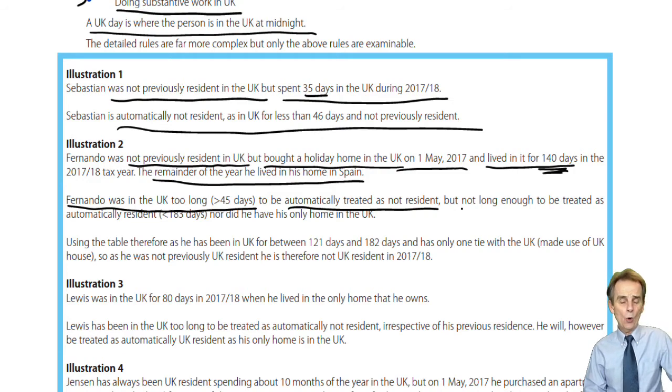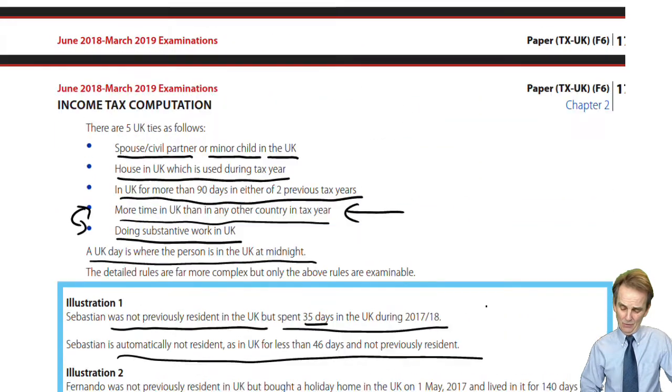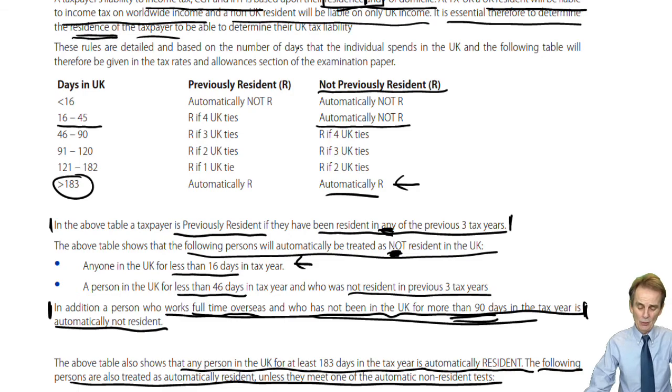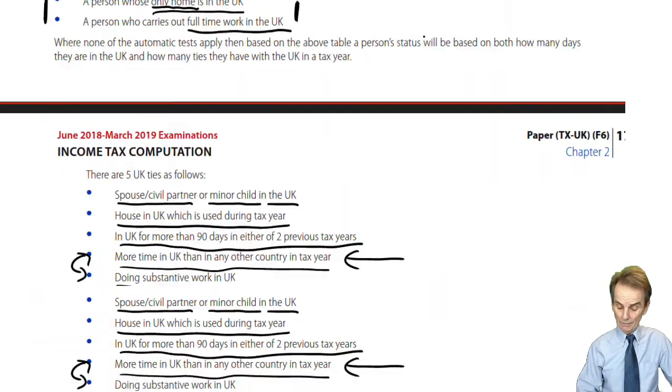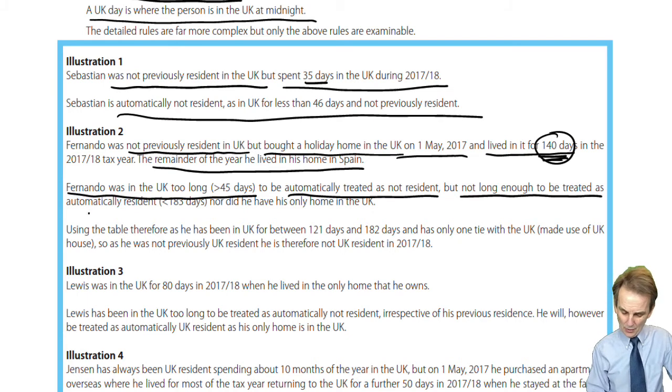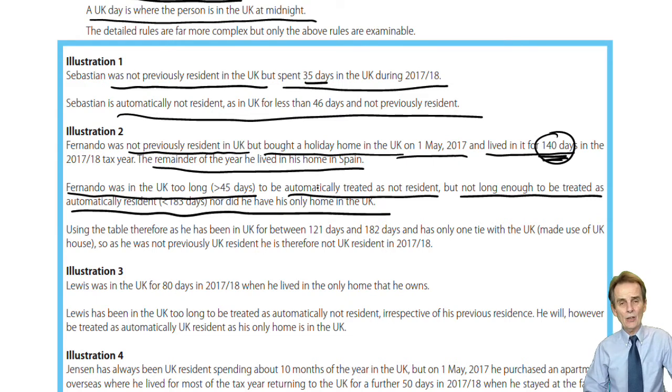So now we look to see, was he automatically UK resident? Well, if we look at the criteria for automatic UK residence, for someone not previously resident, applicable to both columns there, is if you're in the UK for 183 days or more. Well, he wasn't. Young Fernando was only here for 140 days. So, not long enough to be treated as automatically resident. And as we said, nor did he have his only home in the UK, otherwise that would have made him automatic UK resident. So, we've ticked off as not being applicable.